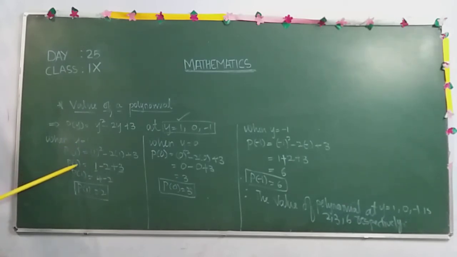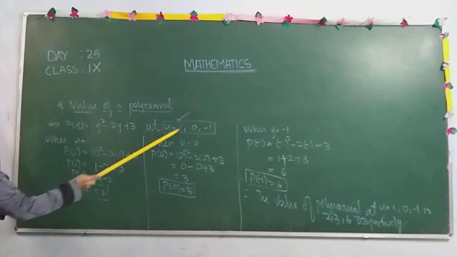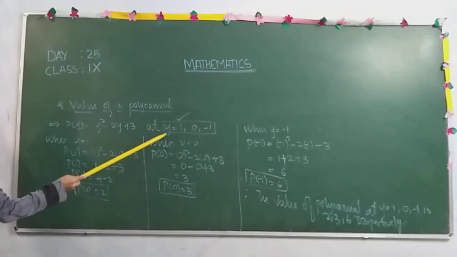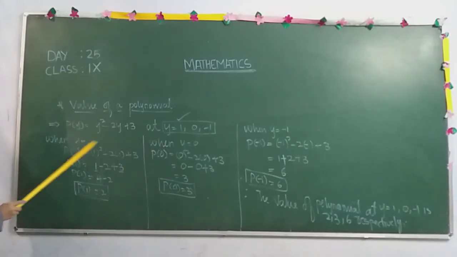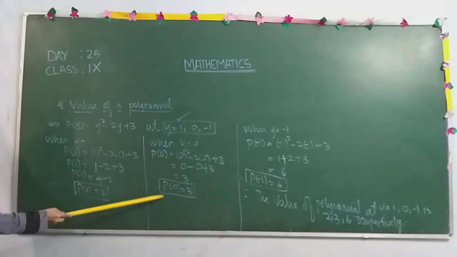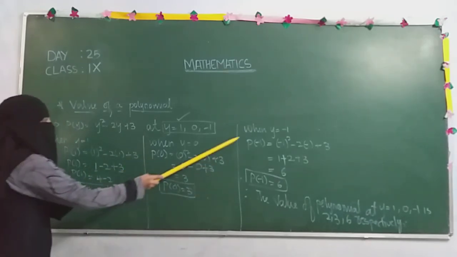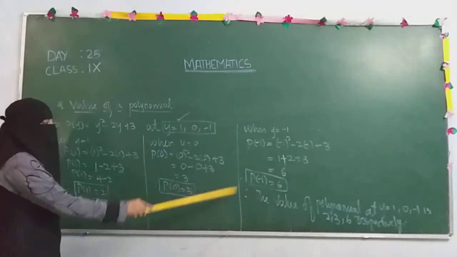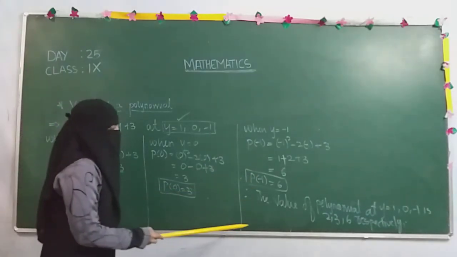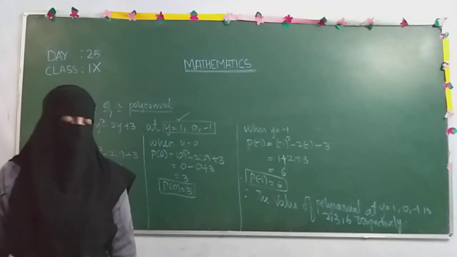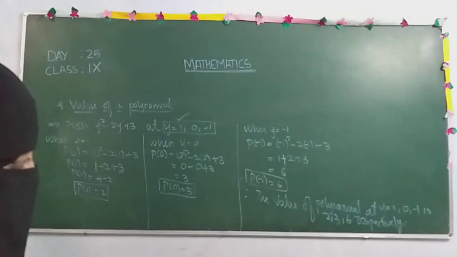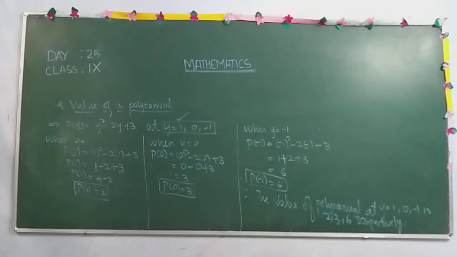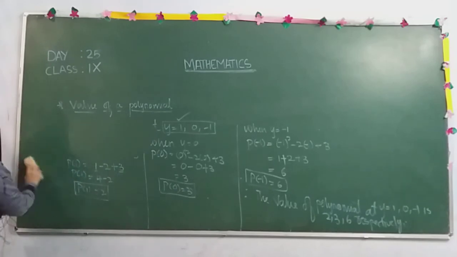So here you get p of 1 equals, after simplification, 2. And here we have replaced y with 0, and after simplification we got the result as 3. Here we have replaced y with minus 1 and we got the result as 6. So ultimately the value of the polynomial at y equals 1, 0, minus 1 is nothing but 2, 3, 6. This is a way of finding the values of any polynomial.